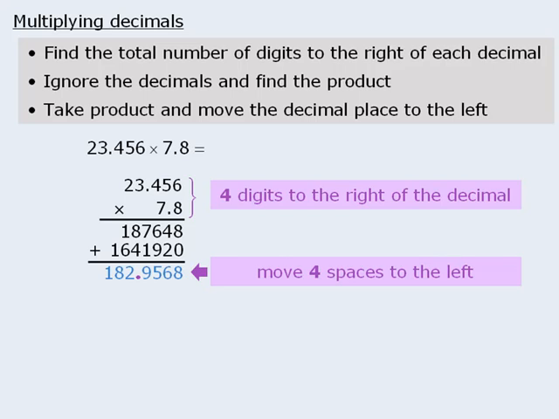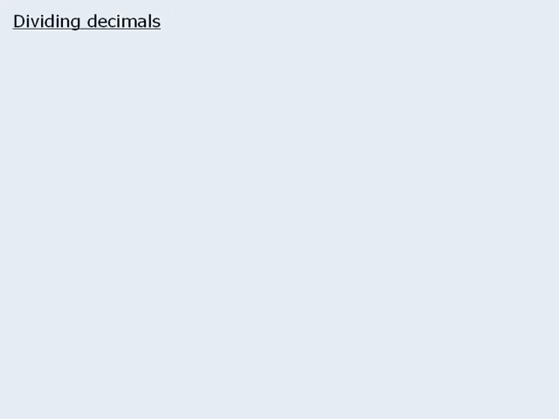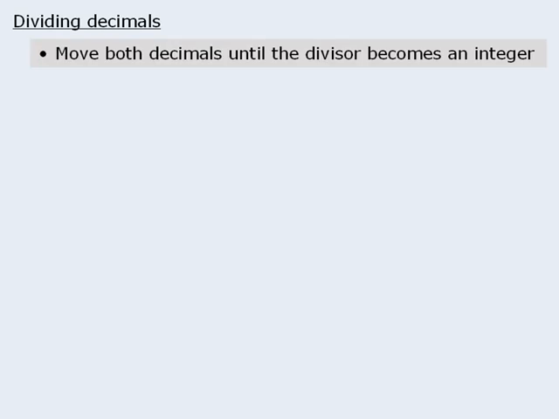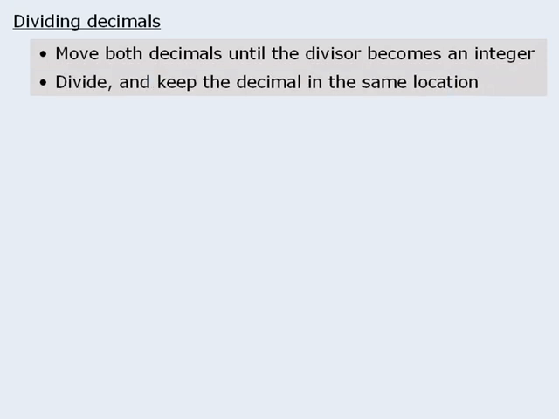Alright, now let's look at how to divide decimals. The steps here are as follows. First, move both decimals until the divisor becomes an integer. Then divide and keep the decimal in the same location. So to divide these numbers, let's first rewrite the division this way.